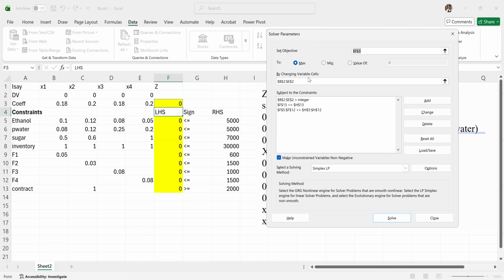So you click on the maximize, you click on the B2 to E2, which is all the individual variables. And then you set the constraint. I think I did all. I don't know what else.